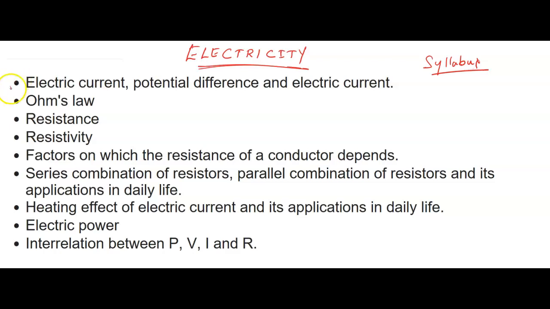Okay. The first thing we are going to cover in this chapter is electric current. We study what electric current is and some basics related to current, potential difference and electric current. Next we are going to study Ohm's law, and then resistance and resistivity, and then the factors on which the resistance of a conductor depends.